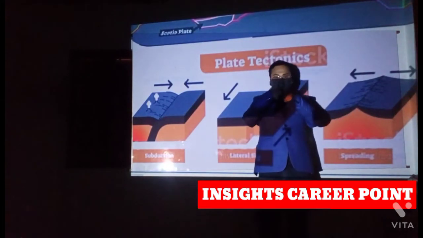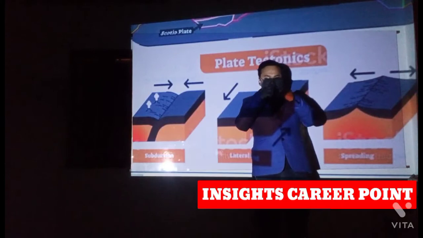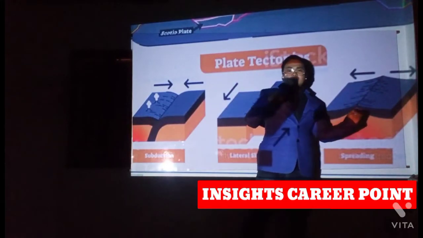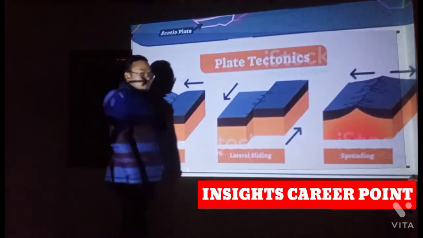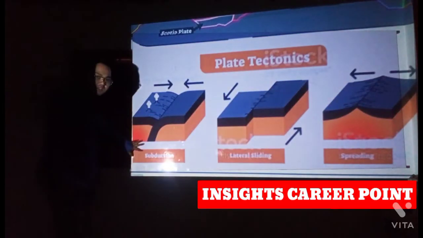It means they are not destructing, they are not colliding with each other, they are diverging from each other because of the movements of these currents, because of the movement of the plates. So there might be three tectonic movements. One is what? Subduction must be there.